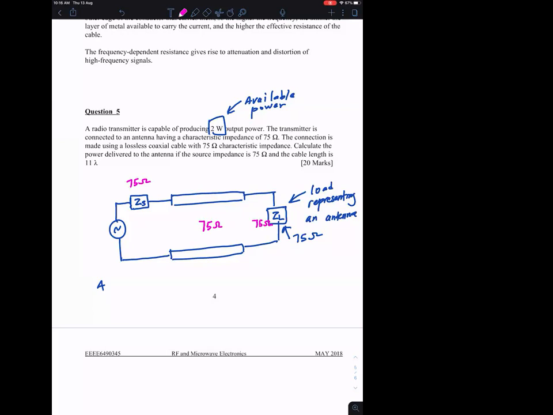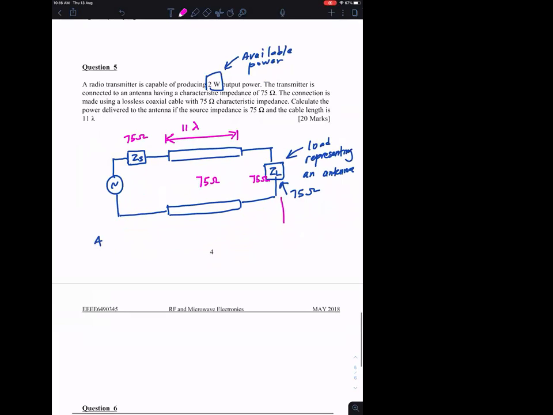The length of the transmission line is 11 lambda. Calculate the power delivered to the load. So what is the power delivered to the load? P in is 2 watts. So what's going to be P out?